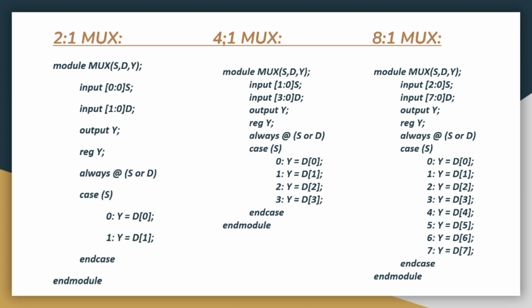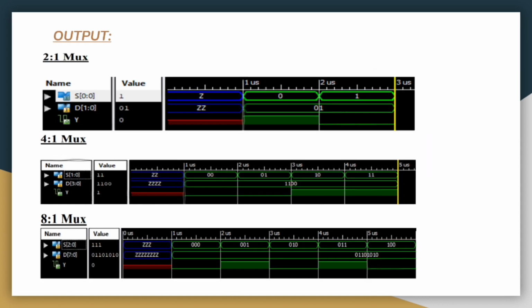In 8:1 we will have eight cases, and we will have data inputs and one output, and we will have three select inputs as well. In 4:1 we will have two select inputs, and in 2:1 we will have one select input.